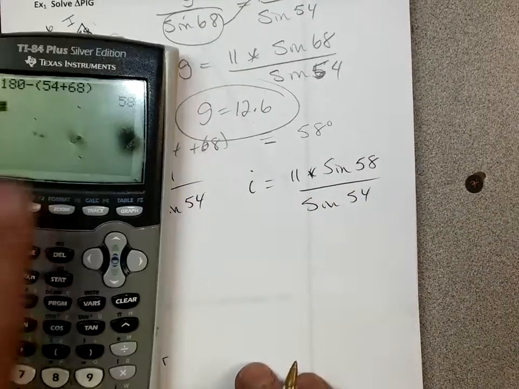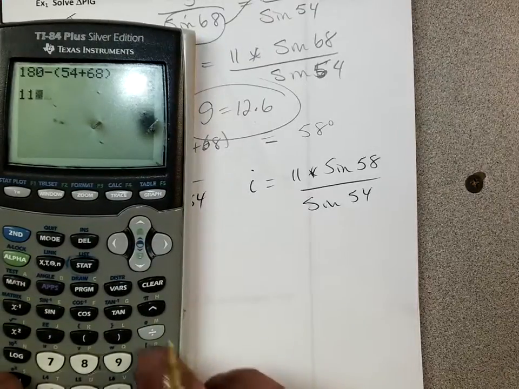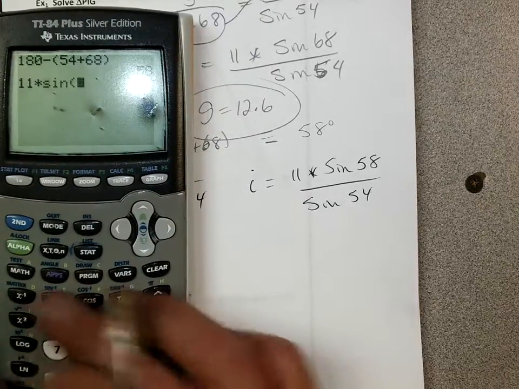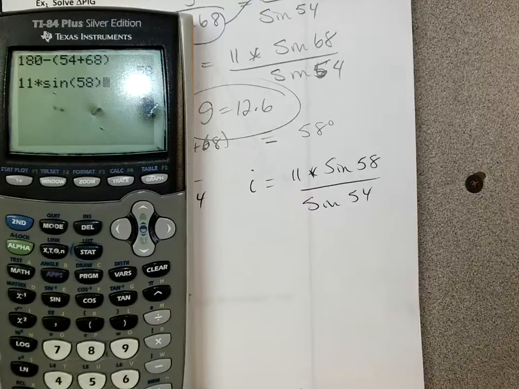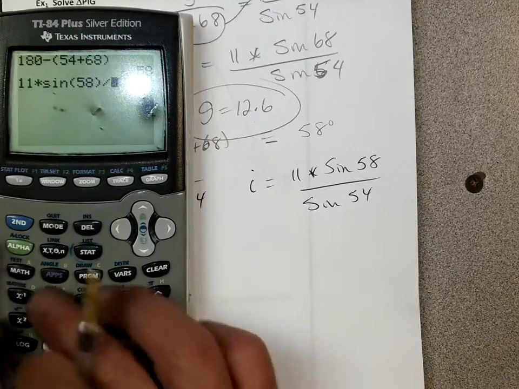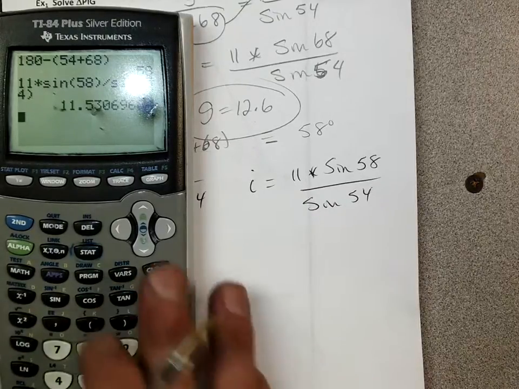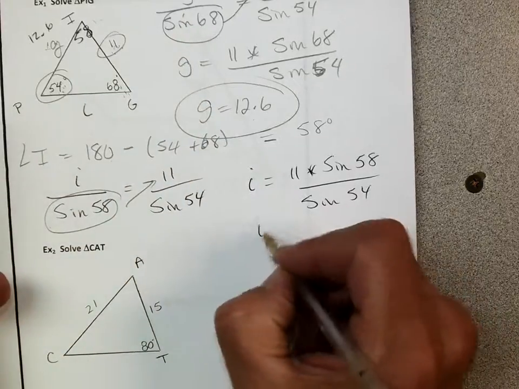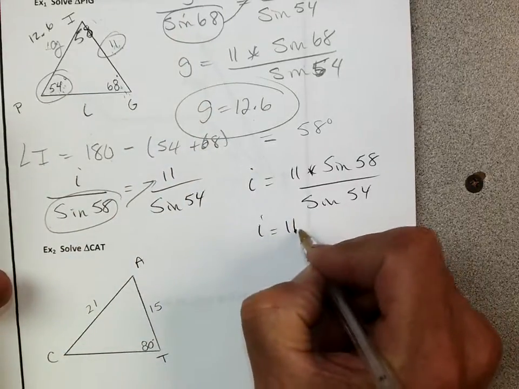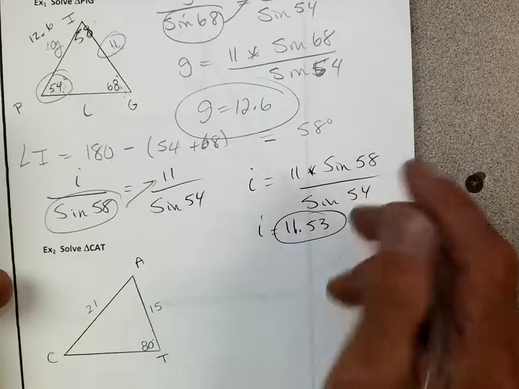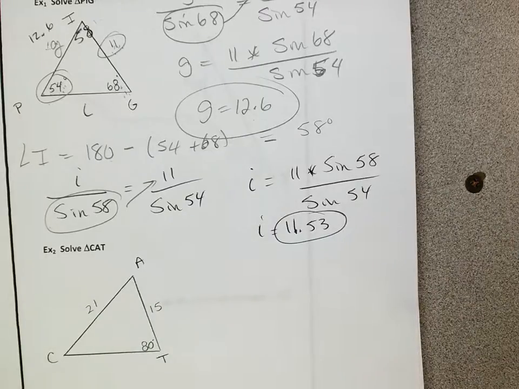So I'm just going to use my calculator. 11 times the sine of 58 divided by the sine of 54, and I get about 11.53. So it's not a right triangle, so these formulas up here won't work. However, the law of sines is even easier. All you need is a pair of opposite side with an opposite angle, and you can use the law of sines.